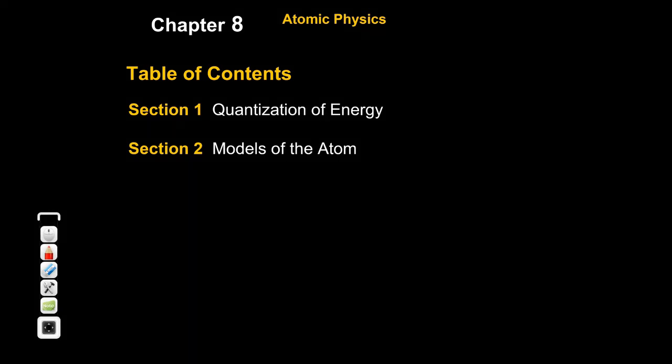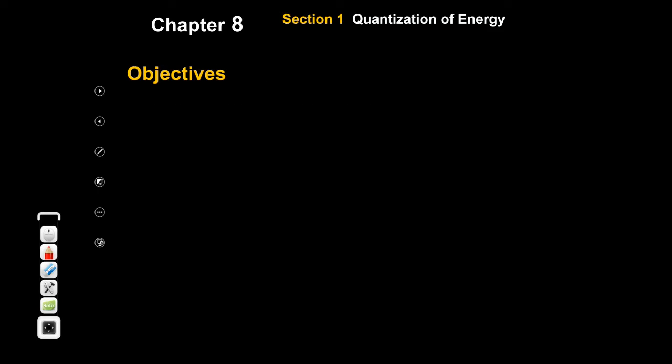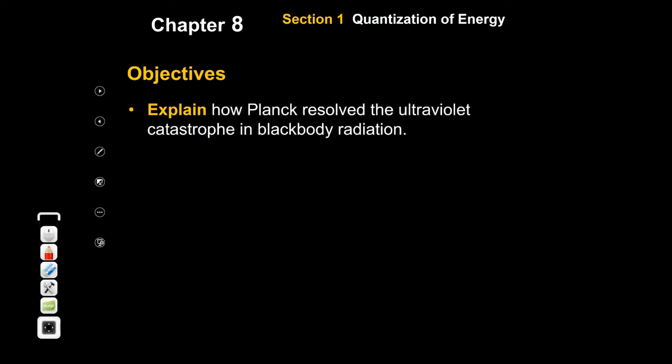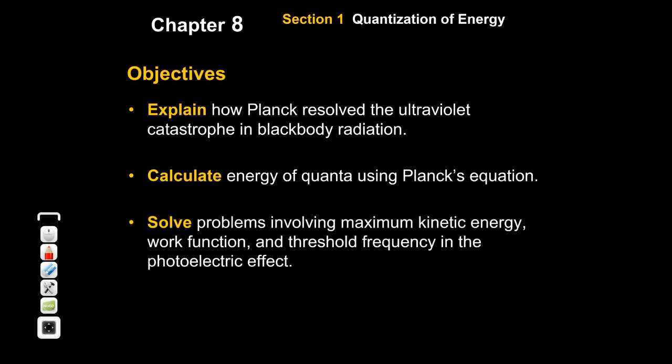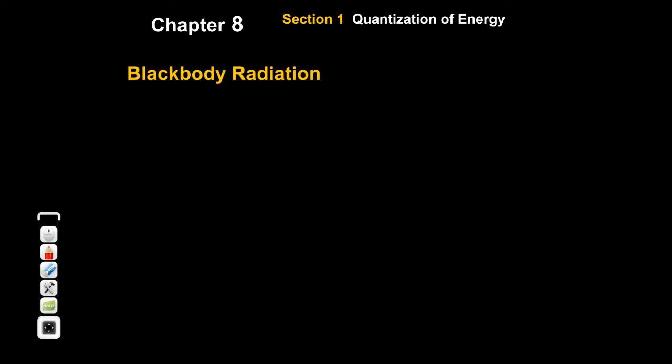Okay. Let's see the objectives again. Explain how Planck resolved the ultraviolet catastrophe in blackbody radiation. As I told you, in blackbody radiation there is a problem that we call the ultraviolet catastrophe. Calculate the energy of a quanta using Planck's equation. And we will solve problems about kinetic energy, work function, and the threshold frequency. This is the mathematical part that we will study in this chapter.